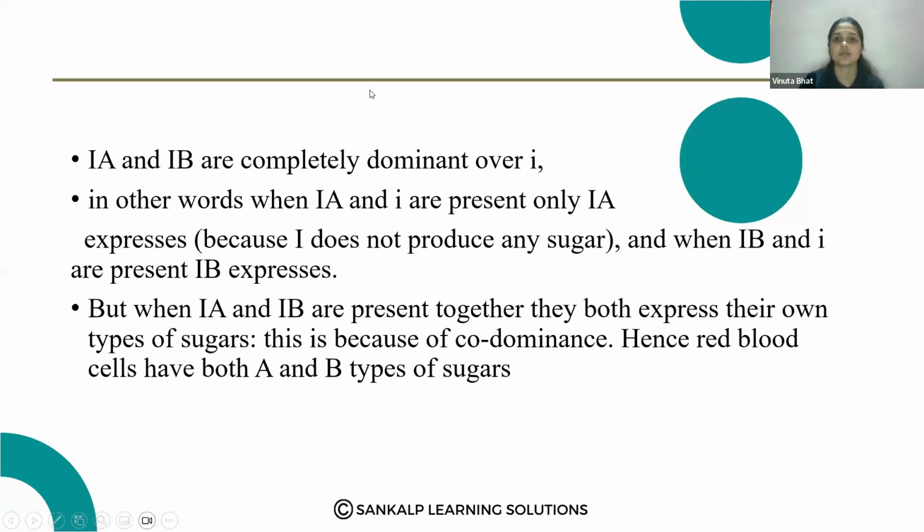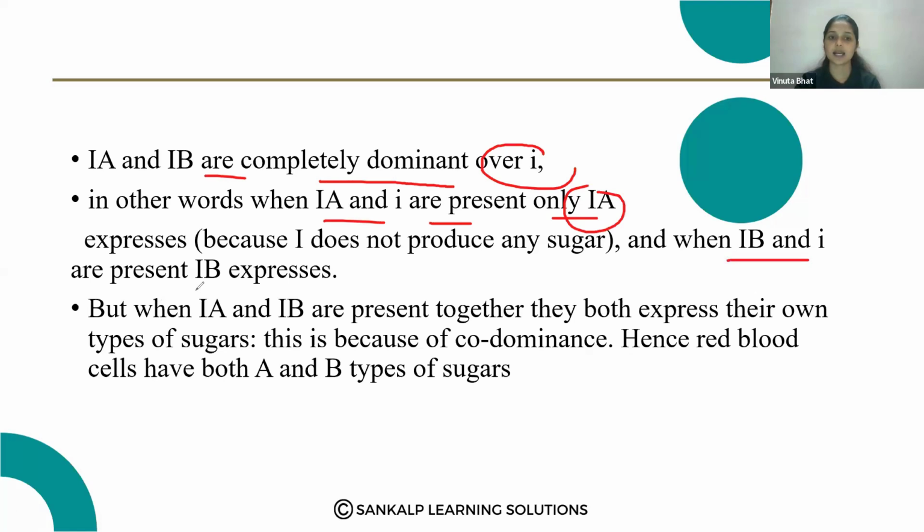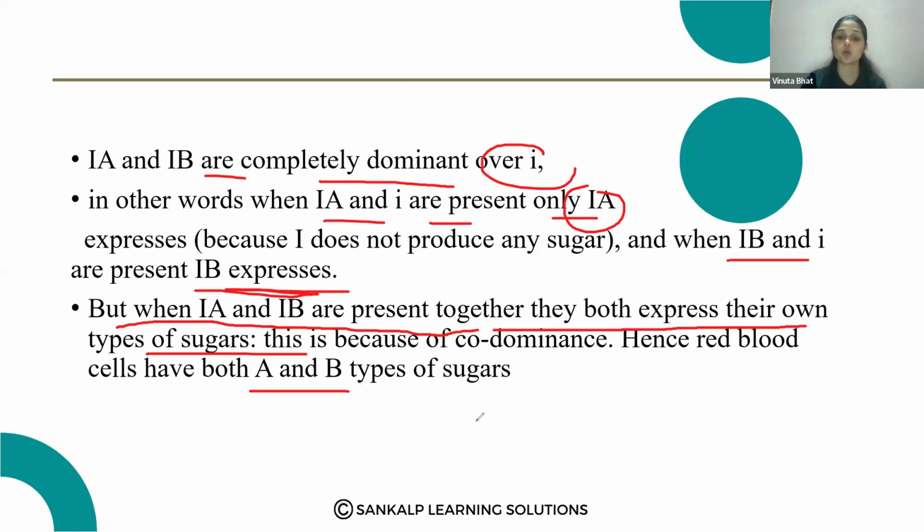See here, you can see IA and IB are completely dominant over small i. So when IA and i are present, only IA is expressed. Small i is not expressed, and when IB and i are present, then IB expresses. But when IA and IB are present together, they both express their own type of sugars. So the blood group type is AB, which contains both A type of sugars and B type of sugars also. So that is an example for codominance.